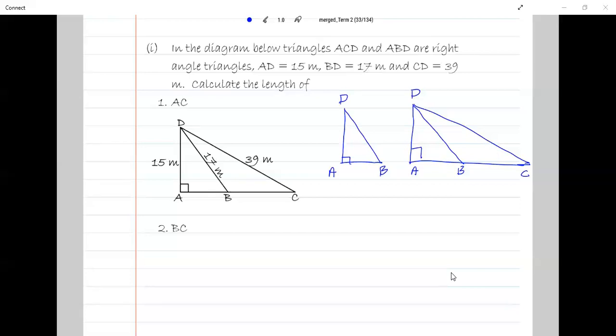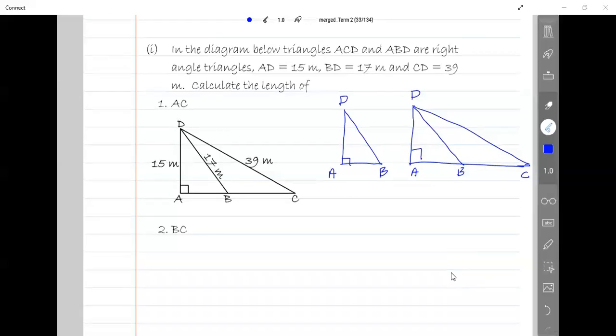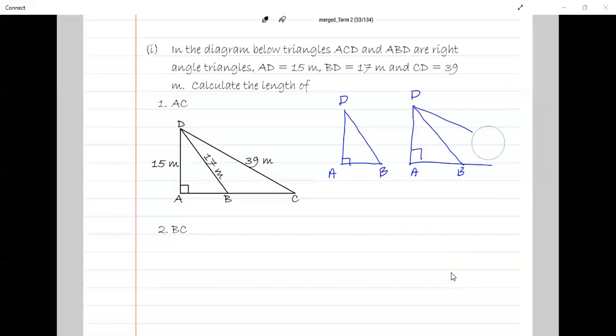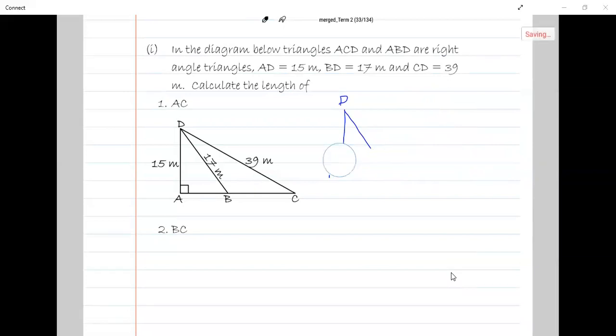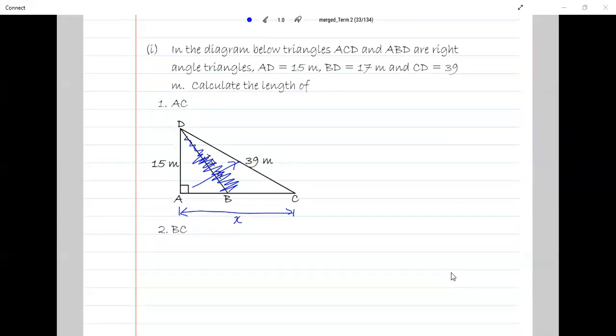So this is done in parts. We're first asked to calculate the length AC. So I'm erasing this. Now, we need to calculate the length AC. So AC corresponds to the big triangle. If you sort of get that middle piece out of your mind, we can easily see that AC, I'm going to call that length X. That's AC. Now, so we have a big right angle triangle. The hypotenuse is 39. And the other two sides are 15 and X.